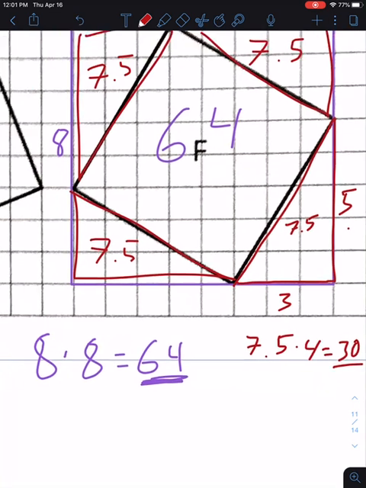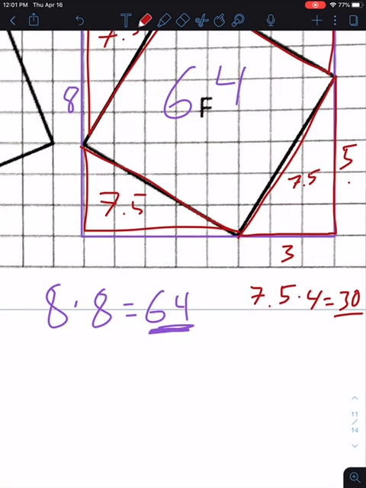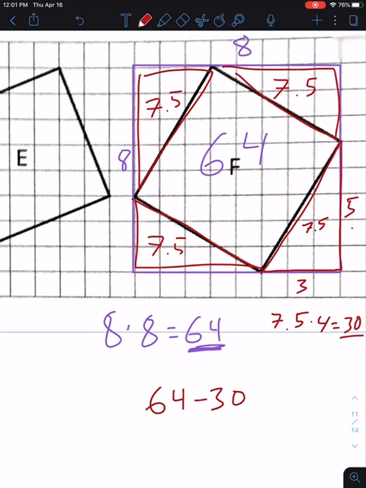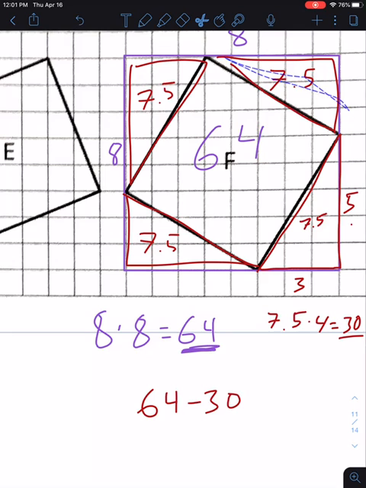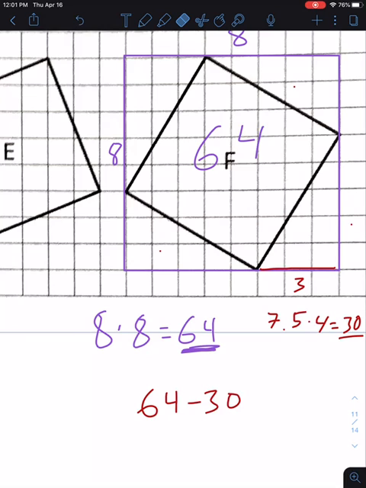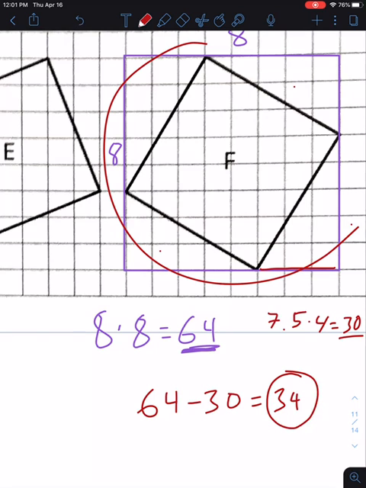All we have to do now is take our 64 and subtract 30, which means we're taking away all of the triangles. Let me just erase those. 64 minus 30 is equal to, and I hope you can get this answer before I can, 34. That's our answer. The area of the big square is 64, minus the area of the triangles, is equal to 34, which is the area of our tilted square.